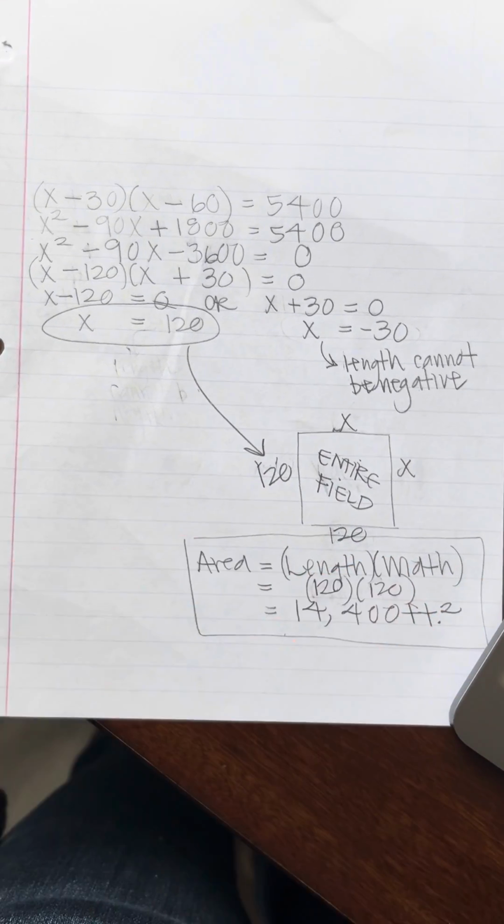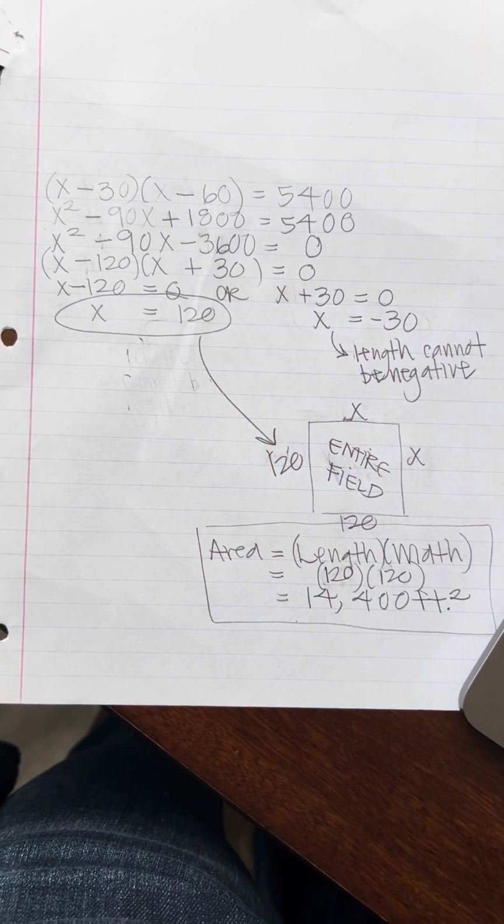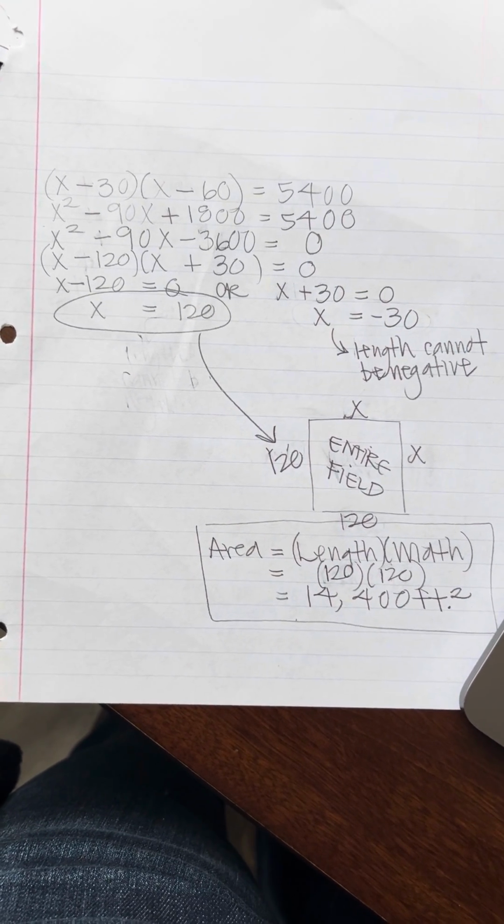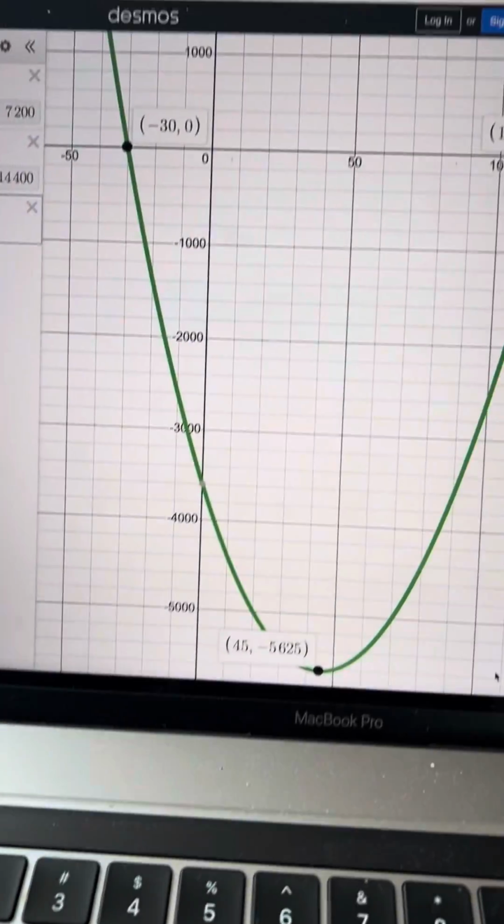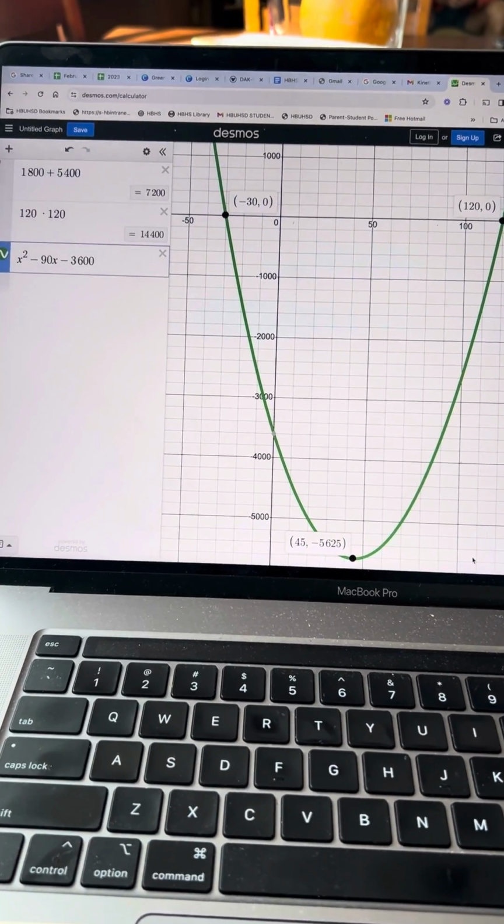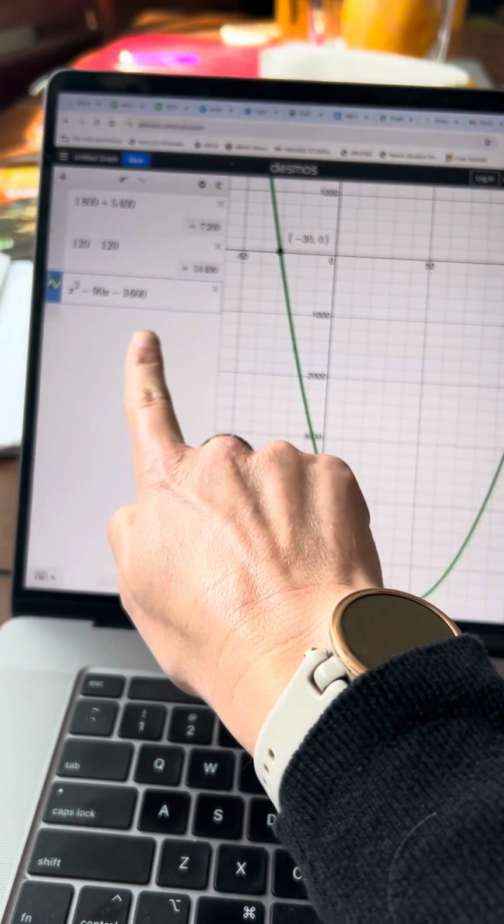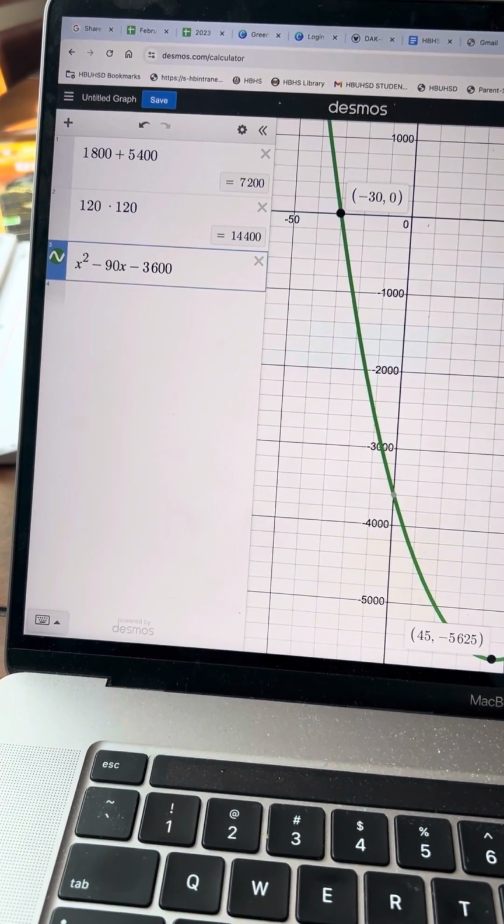Now, all equations in math can be connected to graphs. So I'm going to now transition and show you Desmos right here. And I've gone ahead and put in the equation that we were graphing: x squared minus 90x minus 3,600.